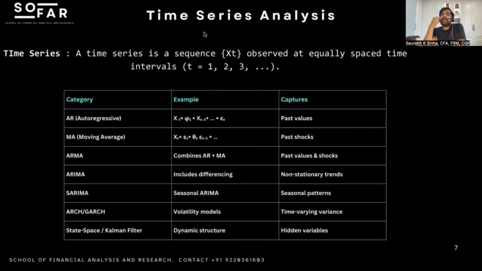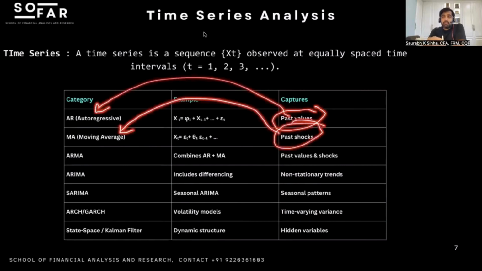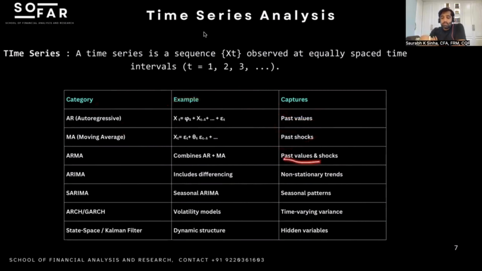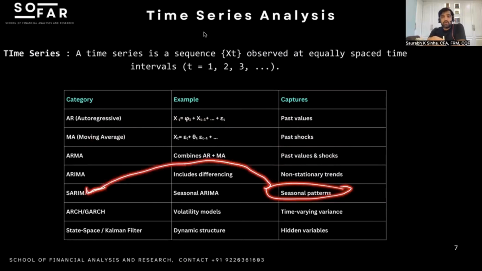When I said cyclicality, I'm talking about past values or past shock. So if you want to study past values, you will study autoregressive model. If you want to understand how the time series gets impacted by past randomness or shock, you will study moving average model. When you want to study both past value and past shock, how it is impacting your X, you will study ARMA model. When you try to understand the seasonality with past shock and past value, you would say seasonal ARMA model or seasonal ARIMA model.